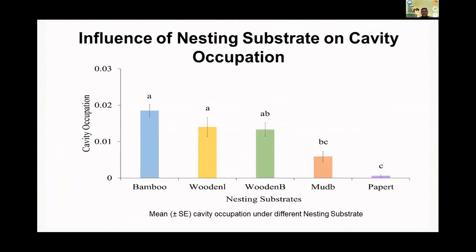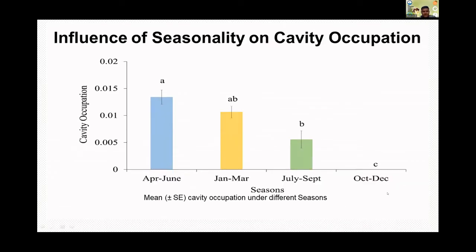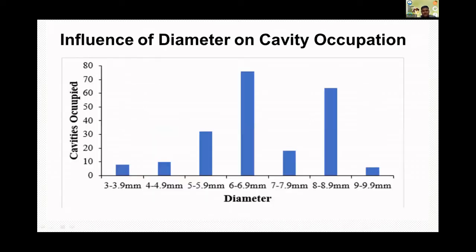Then the influence of nesting substrate. It was seen that maximum cavity occupation occurred in bamboo and wooden logs, followed by wooden blocks, while there was no cavity occupation in paper tubes. Then the influence of seasonality. This data shows that maximum cavity occupation occurred in April to June, followed by January to March, while no cavity occupation occurred in October to December.